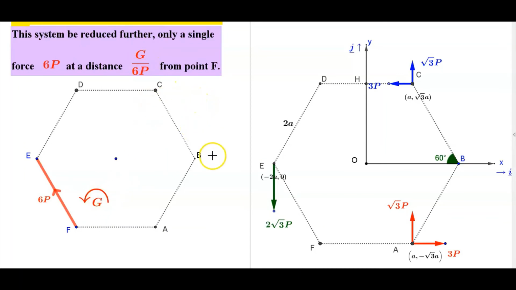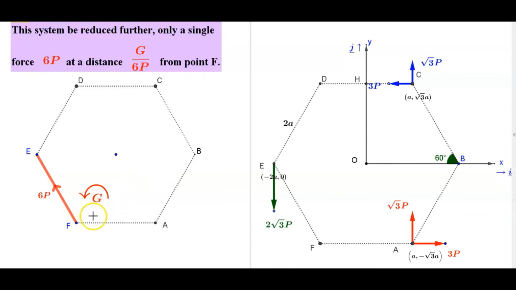In our theory we learned. Therefore, this system can be reduced further to a single force like this one. But now this force is shifted G over 6P, like this one, the couple and the force now can be reduced further like this one. Now only force 6P shifted by the distance, this distance G over 6P.